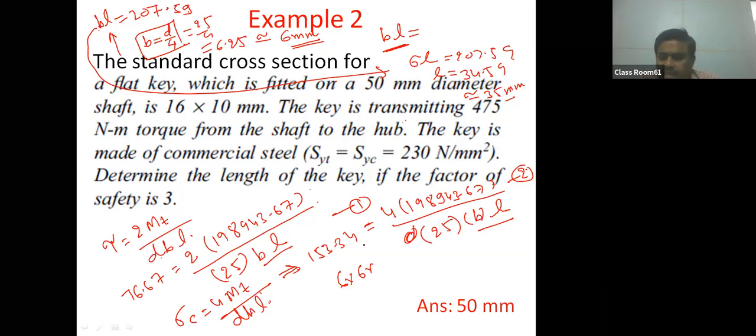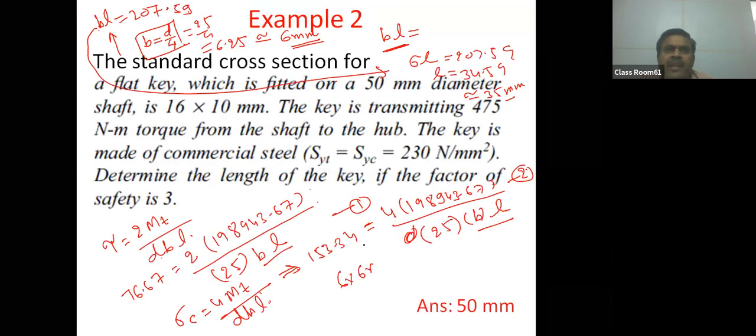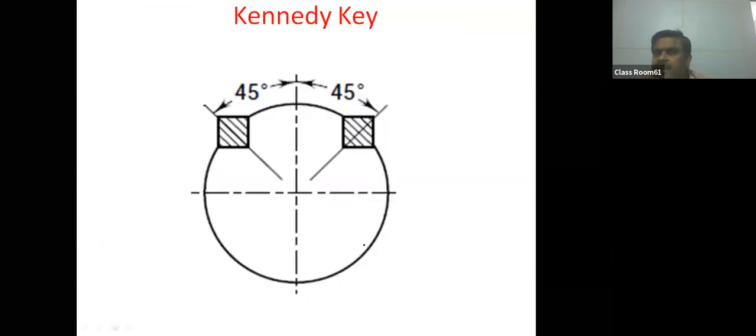So this is one example, and we will do one more numerical on the design of the key, example 2, in the next class. So I am ending. If you have any query, please mute your mic and ask.